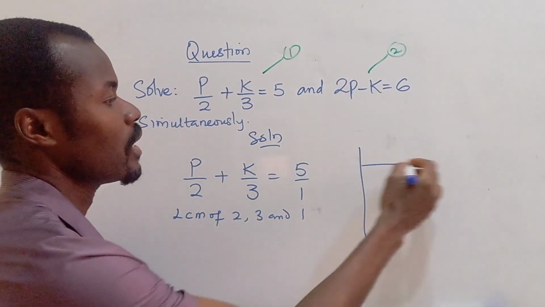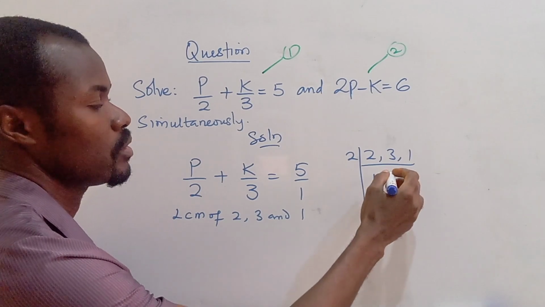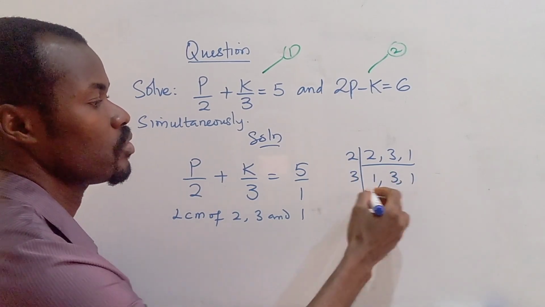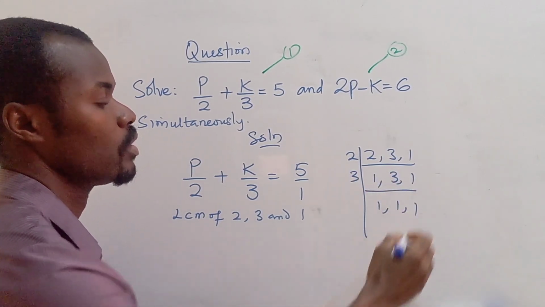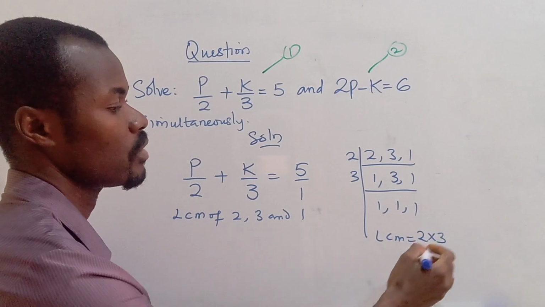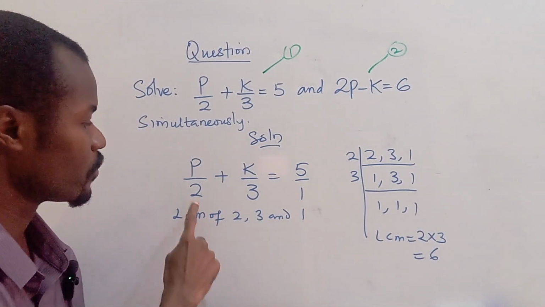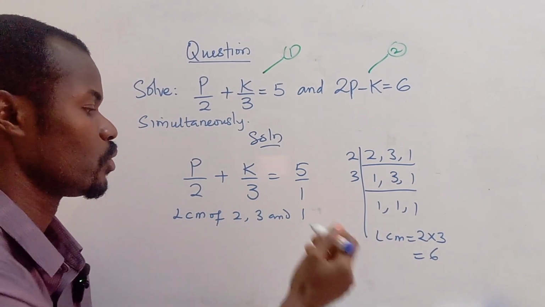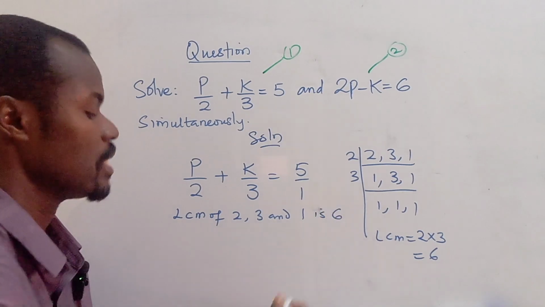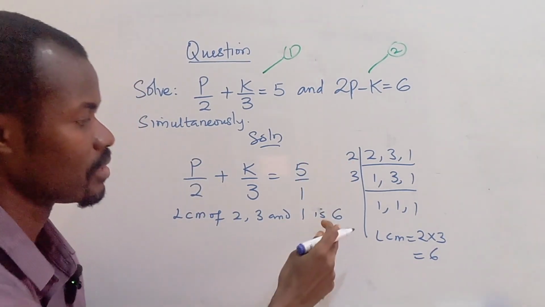If we do that quickly, 2, 3, 1. So 2 into this is 1. We have 3, 1. 3 into this we have is 1, 1, 1. So the LCM is 2 times 3, which is 6. So the LCM of 2, 3, 1 is 6. Now I want to multiply the whole of this expression by the LCM, which is 6.